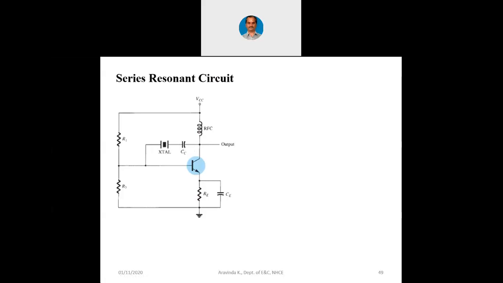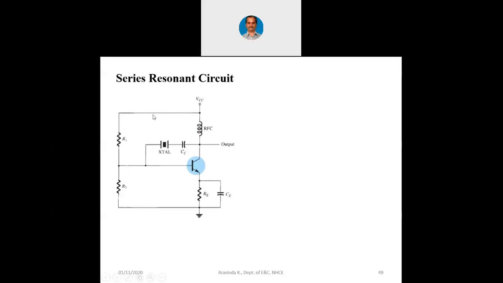Only thing is that in the earlier cases we had 1 over 2 pi RC into root 6 or 1 over 2 pi square root of LC in the previous oscillator circuits. Here we have no such formula at all. Whatever is the natural vibrating frequency of the crystal, that itself will be output here.